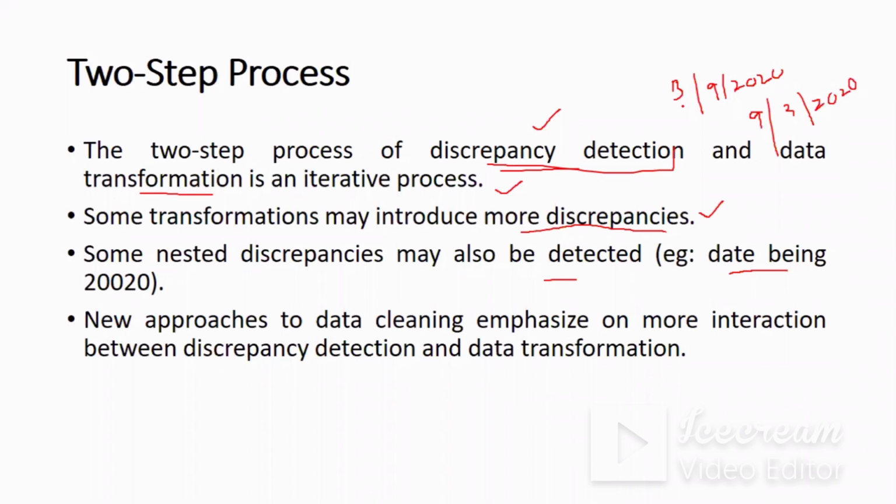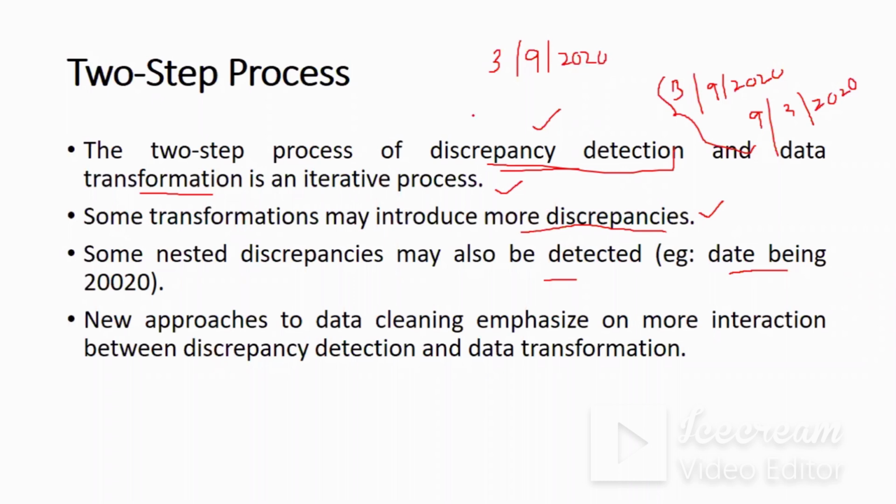For this type of data, we put a common date format, and then we change all the dates into that common format. For example, date followed by month followed by the year. After we do this, all of them will be transformed.